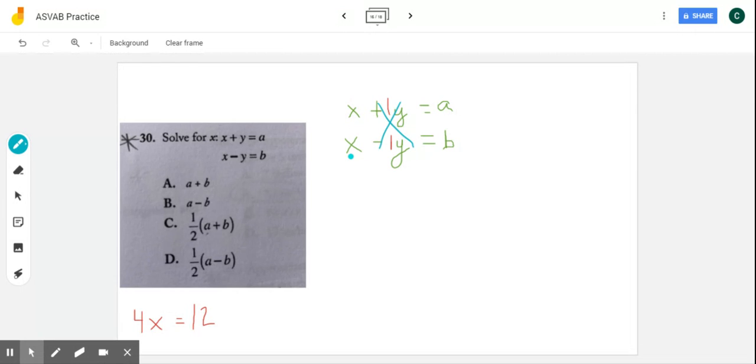So then x plus x gives us 2x. And then a plus b is just a plus b. And again, we're solving for x. So the opposite of multiplying x by 2 is dividing x by 2. So I'm going to divide both sides by 2.